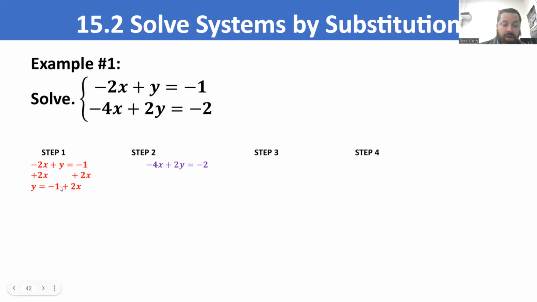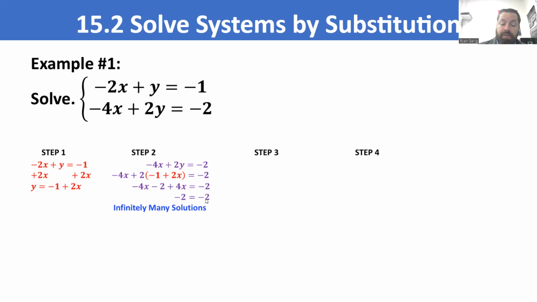So I'm going to take negative 1 plus 2x. It doesn't go in for x this time. It goes in for y. So I'm going to rewrite this equation, negative 4x plus 2, taking y out and replacing it with negative 1 plus 2x. Distribute. 2 times negative 1 is negative 2. 2 times 2x is 4x. Put my x's together. Negative 4x plus 4x cancels, right? The x's are gone. It makes 0 x's. And I'm left with negative 2 equals negative 2.